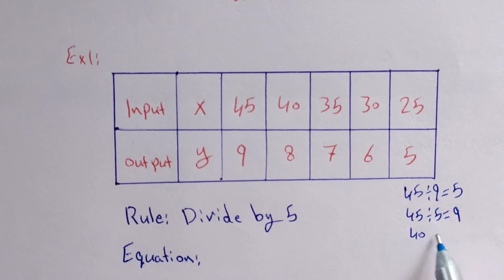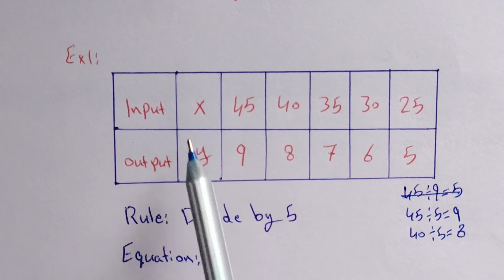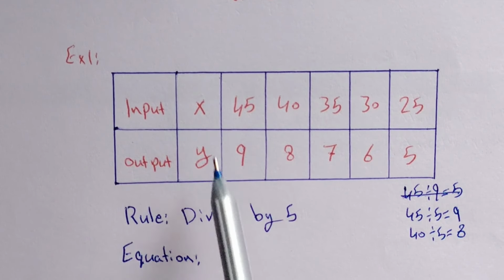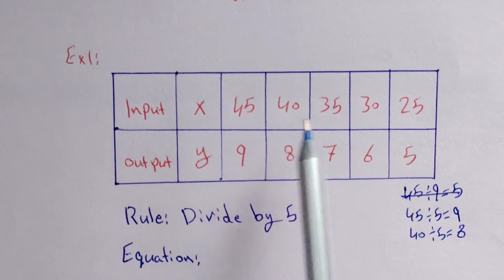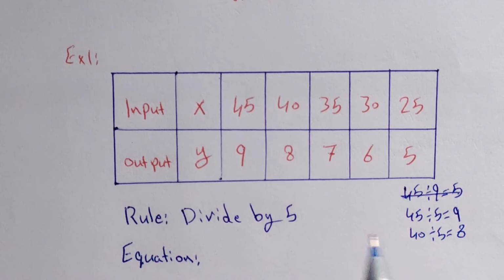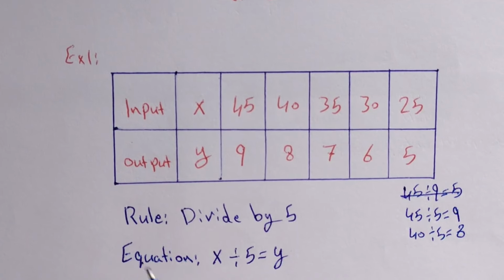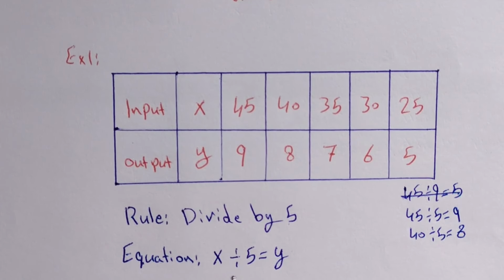And instead of writing 40 divided by 5 is 8, instead of doing all of that, we will use the variables. Remember the first time I told you not to mind them? Now we're gonna use them. Instead of writing those numbers, I'm gonna write x instead of writing 45 and 40. So it will be x. Then the rule says divide by 5. Then the answer should be our output, but instead of writing those numbers, we're gonna write the variable, which is y. So our rule is divide by 5 and the equation is x divided by 5, which is y.